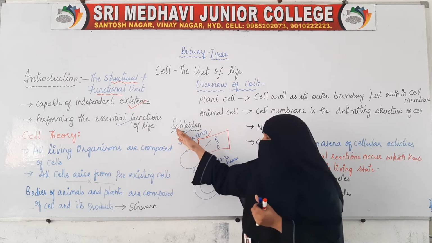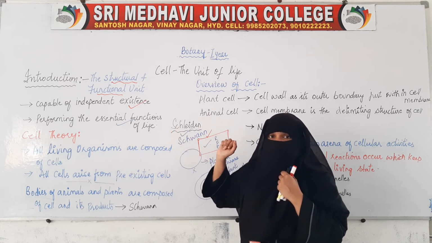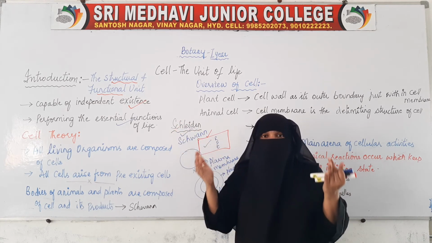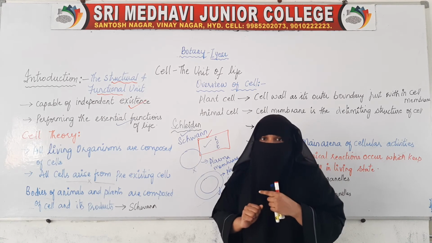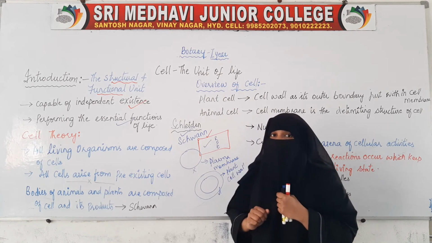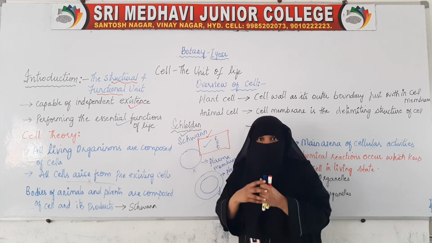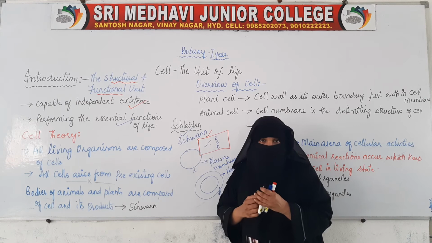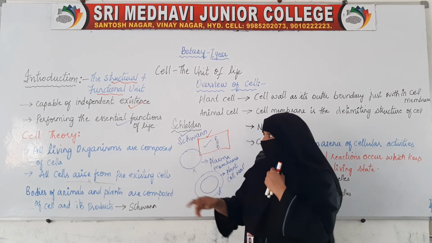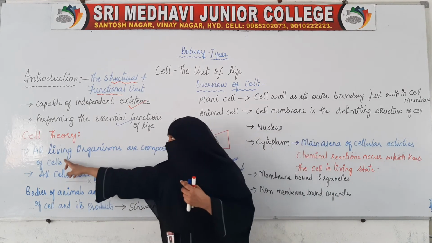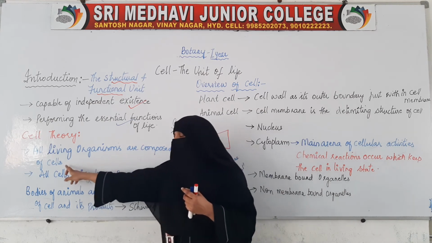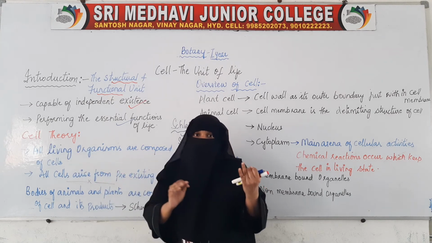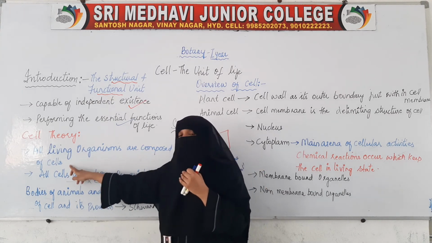Their theories are almost the same. What one said and what the other said are the same, that all plants and animals are made up of different types of cells. So they combined their theories and formulated a new theory called the cell theory. According to them, all living organisms are composed of cells, whether plants or animals. All living organisms are made up of cells.